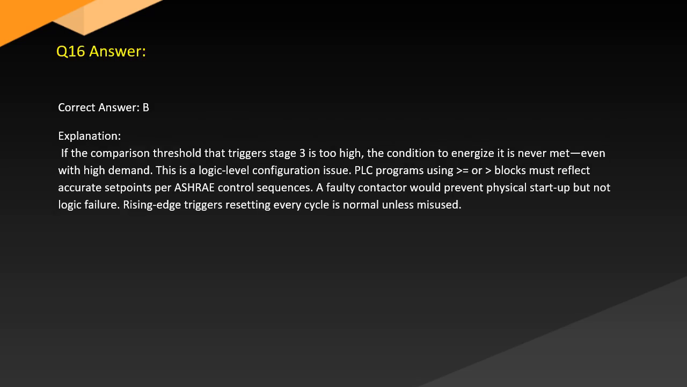Correct answer: B. Explanation: If the comparison threshold that triggers stage 3 is too high, the condition to energize it is never met, even with high demand. This is a logic level configuration issue. PLC programs using comparison blocks must reflect accurate set points per ASHRAE control sequences. A faulty contactor would prevent physical startup but not logic failure. Rising edge triggers resetting every cycle is normal unless misused.